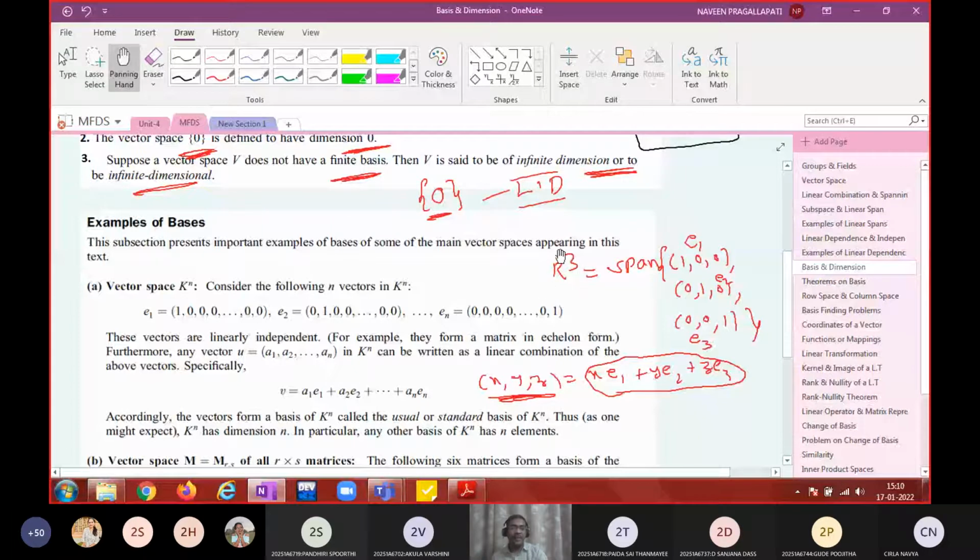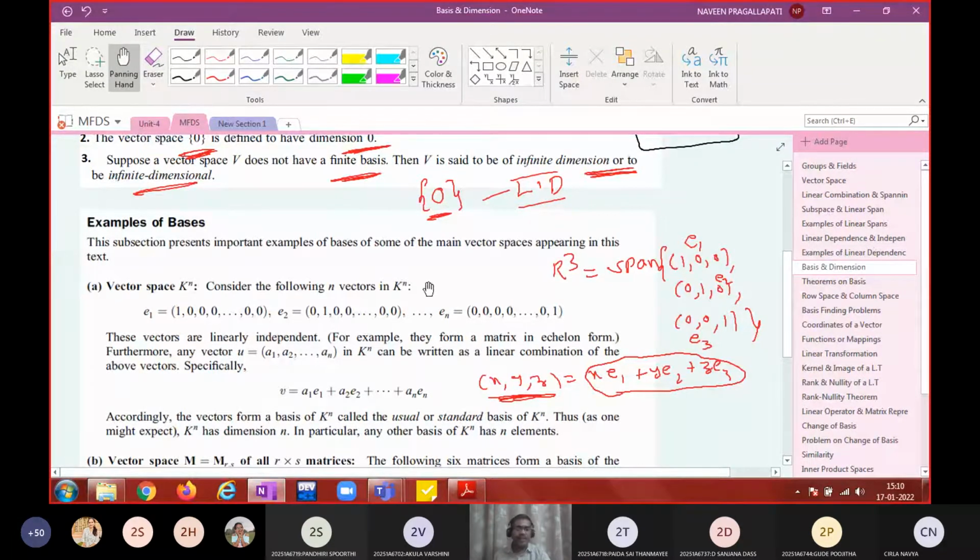What is the dimension of the space? The dimension of the space is 3, because the basis contains 3 elements. Therefore, this is called a 3-dimensional space. If the basis contains 4 elements, we'll call it a 4-dimensional space. If the basis contains only 2 elements, we'll call it a 2-dimensional space.